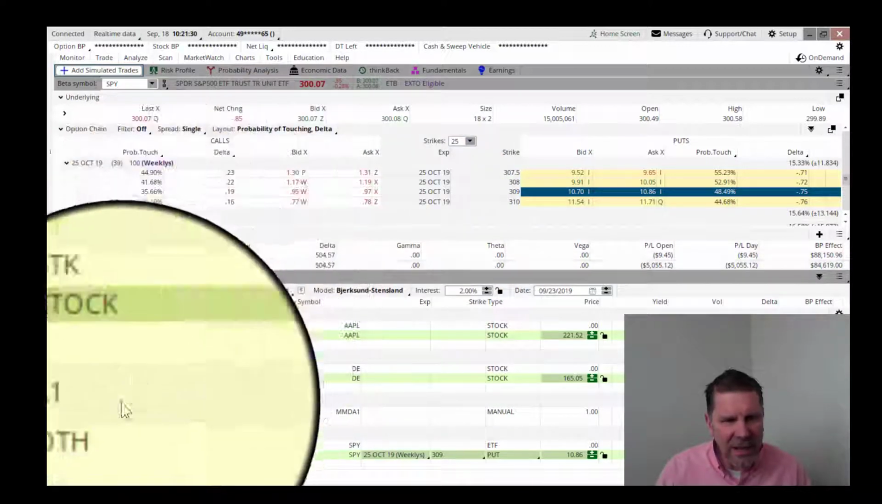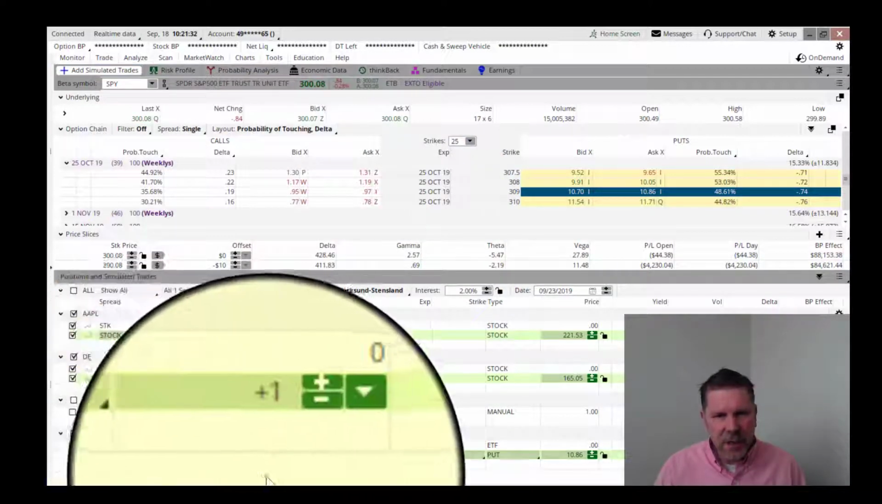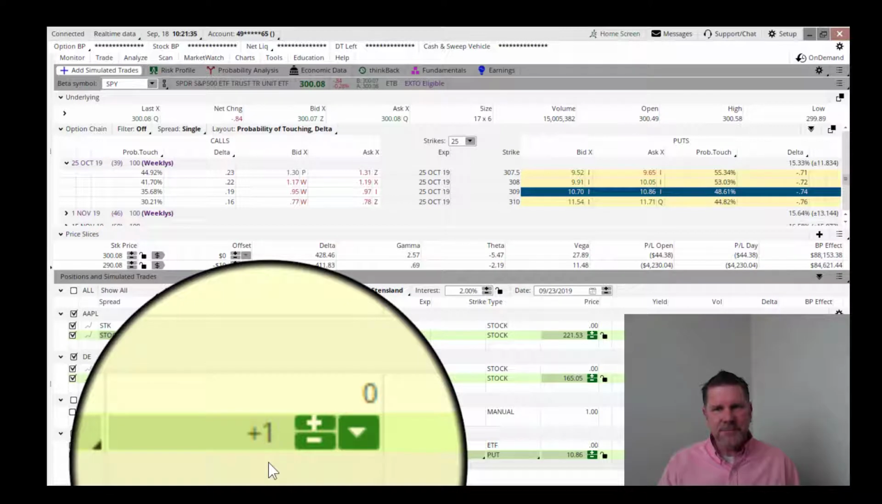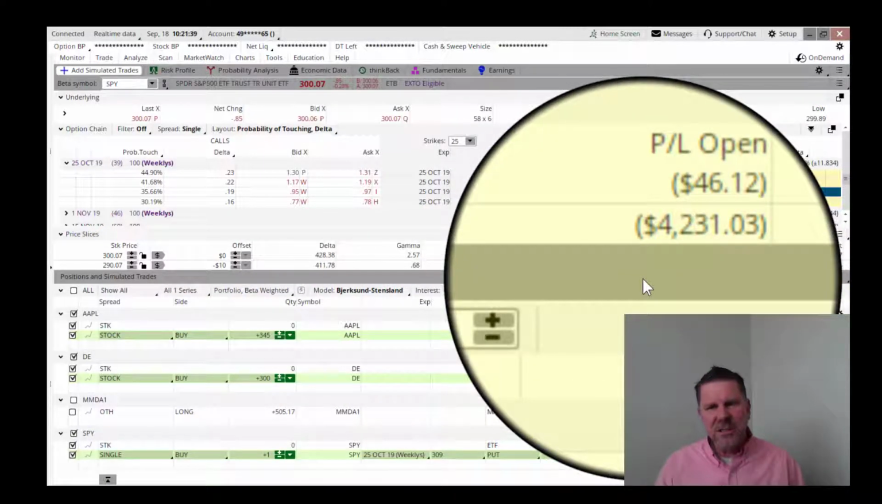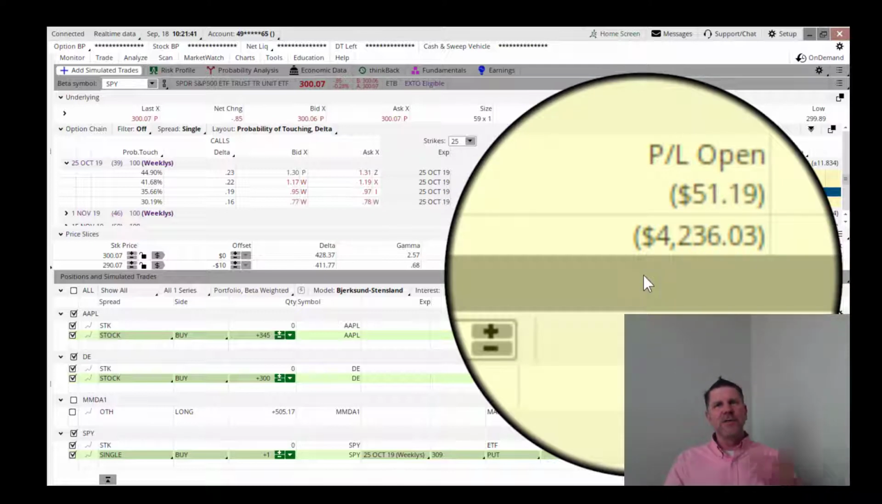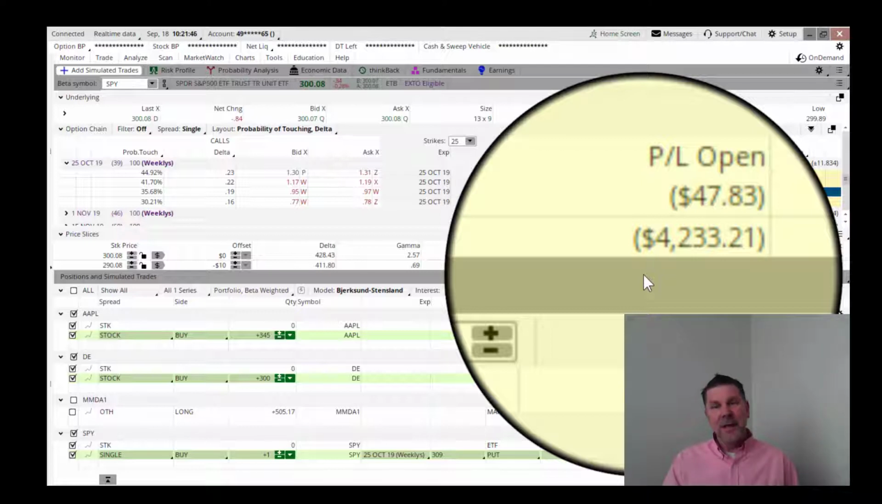So let's buy that. Click the button here. I've taken on one contract. Now look at my loss. Instead of over $5,000 of loss, I'm only losing $4,200. You know what that translates to? In terms of losses, you just cut your losses by 15%. Now look, the option itself costs us about 10 bucks. It's about $1,000. On a $100,000 portfolio, my investment represents about 1% of my portfolio.